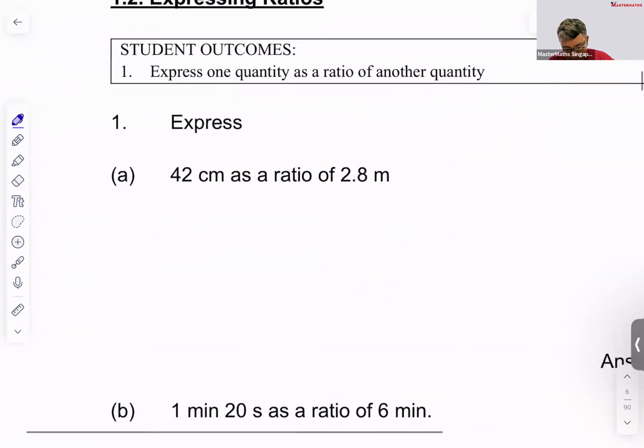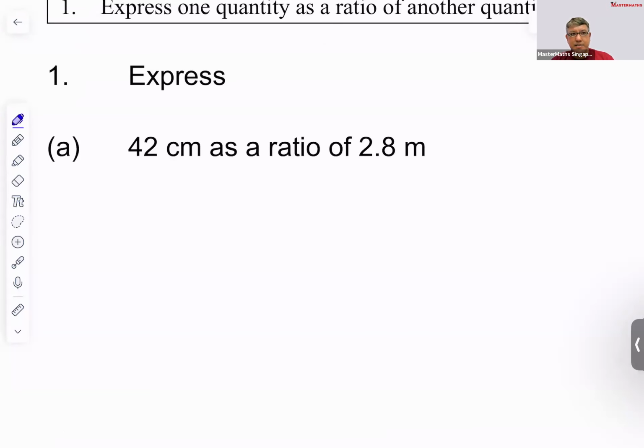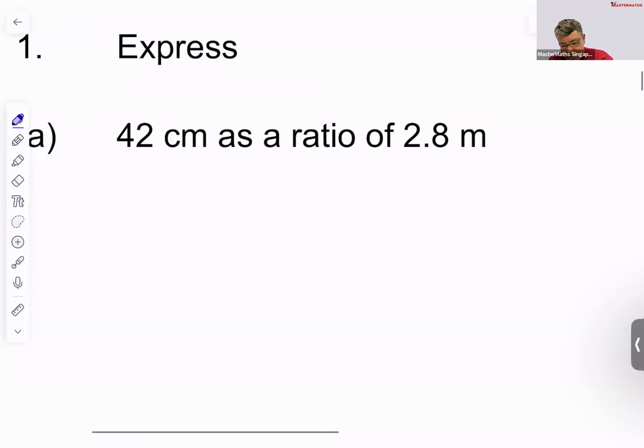Expressing ratio. 42 cm has a ratio of 2.8. The first thing you need to realize, are the units the same? No. So you cannot do this, right? Like 4 meters as a fraction of 2 kilometers. You cannot put 4 over 2, right? You must make sure the units are the same. So you want to change which one? cm become meters or meters become cm? Which one?